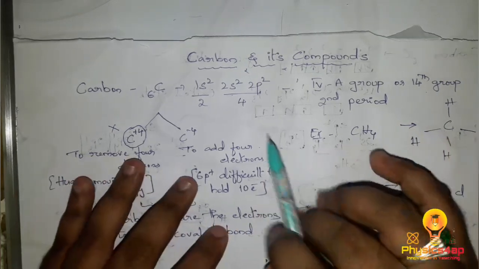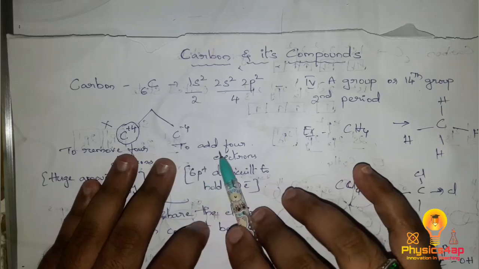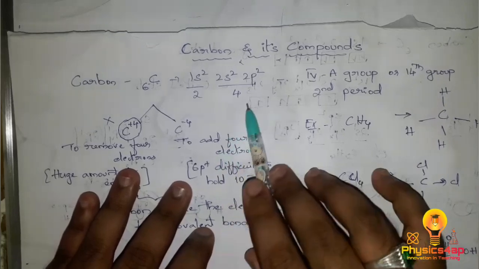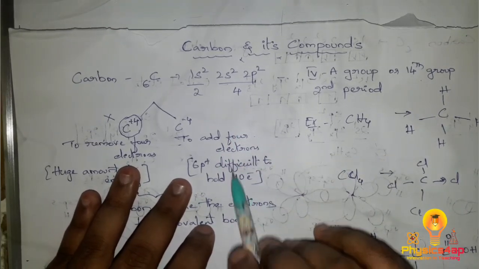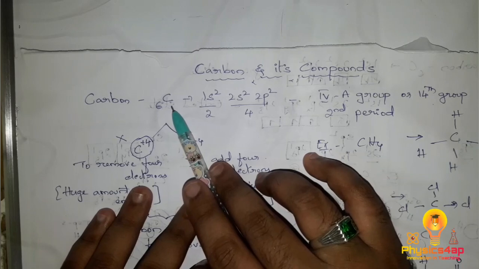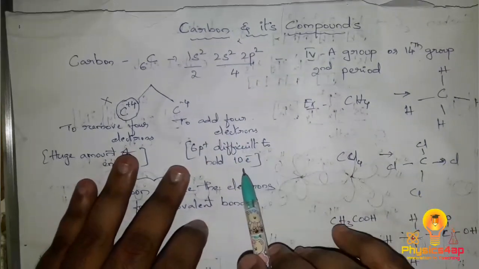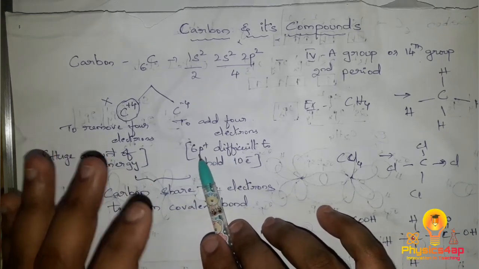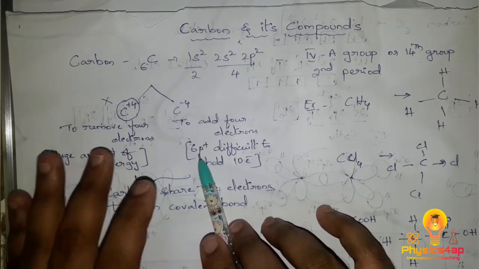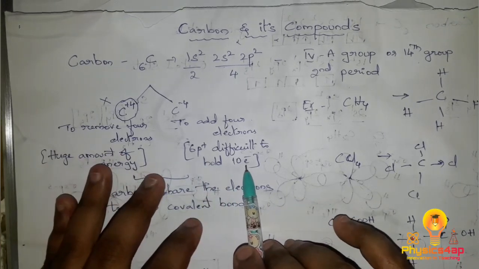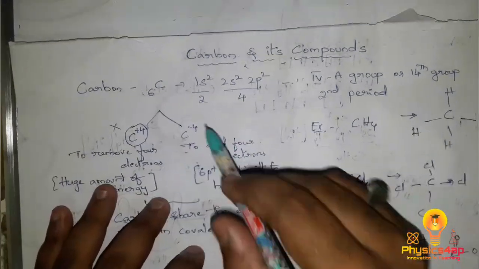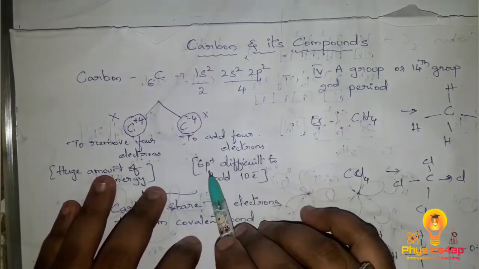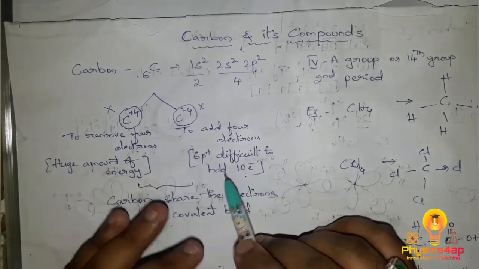And when we come to C-4, where we add 4 electrons, the total electrons become 10. As the atomic number is 6, we have 6 protons and 6 electrons. When we add 4 electrons, it becomes 10 electrons. The nucleus, which has the 6 protons, finds it difficult to hold the 10 electrons. So C-4 is also not possible to form. Why? Because the 6 protons cannot hold the 10 electrons, as it is difficult.